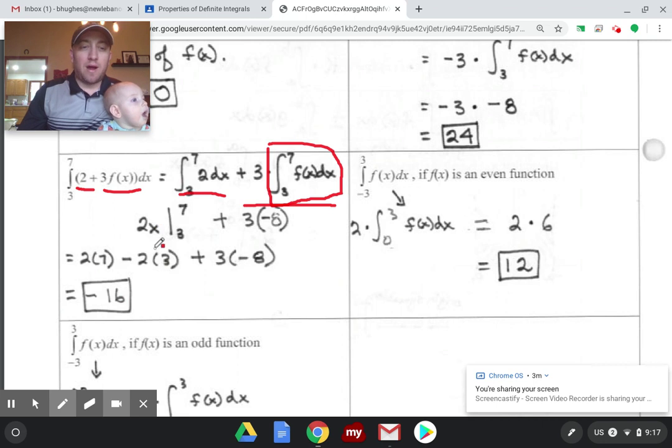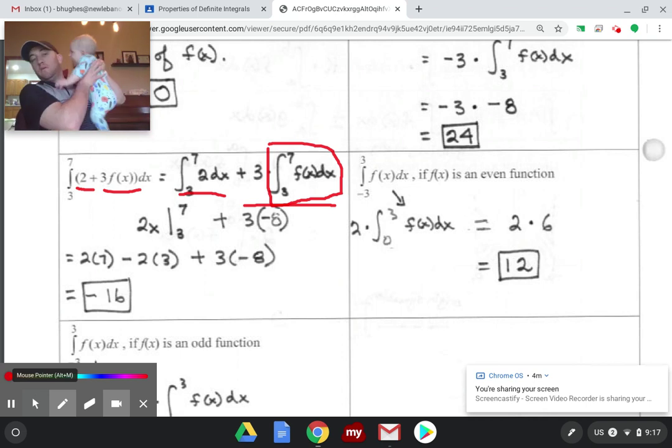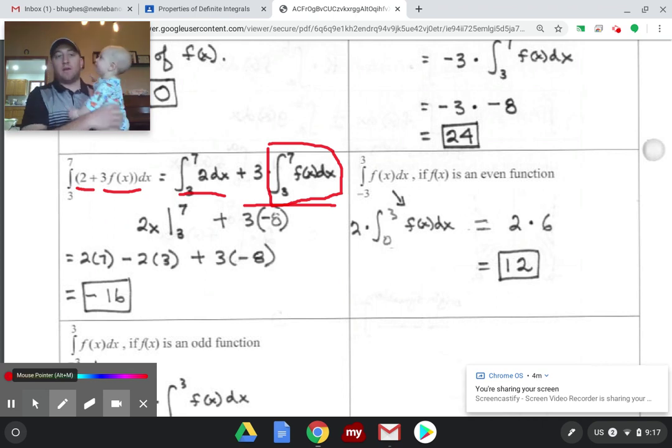You do have a problem in your homework that showed up like that. Actually, I think there were a couple of them that showed up like that. You're going to have to pay close attention to those, because if you don't have any information about that part of your problem, then you're going to have to integrate there and actually find out what the answer is.